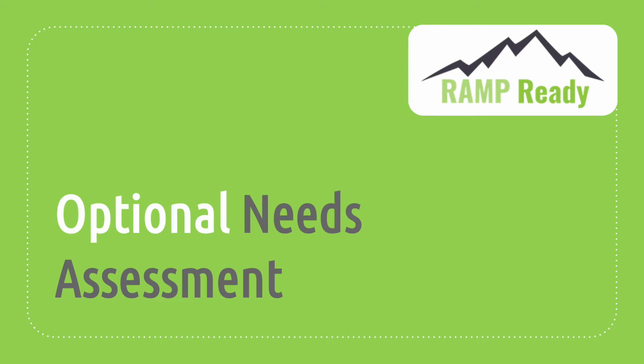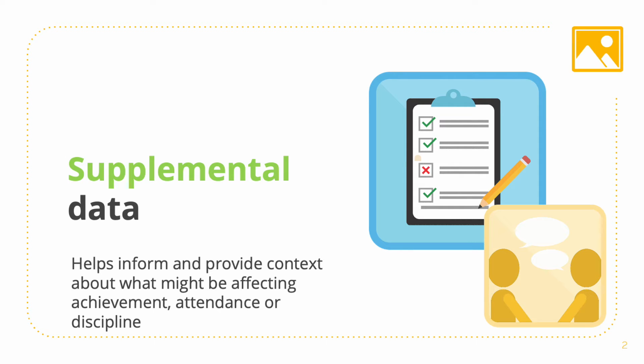As you may recall from our earlier modules, in addition to student achievement, attendance, and discipline data, the ASCM National Model also uses other data, such as student surveys, pre-post tests, needs assessments, focus groups, or even anecdotal information from teachers, administrators, parents, or other stakeholders to help inform or provide context about what might be affecting or impacting student achievement, attendance, or discipline. This is called supplemental data.